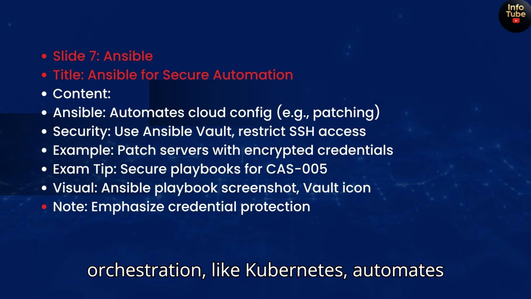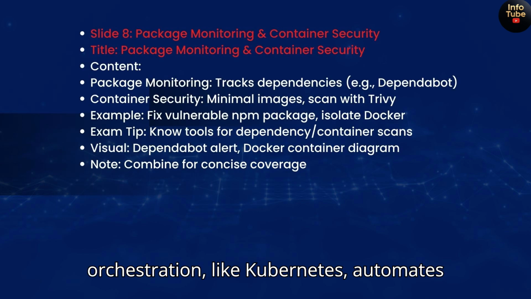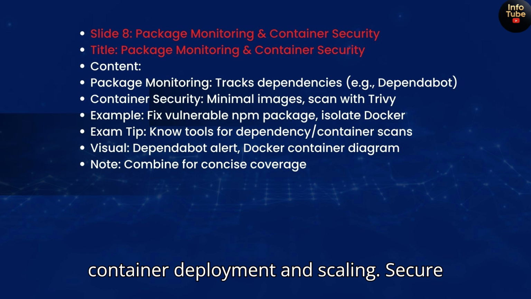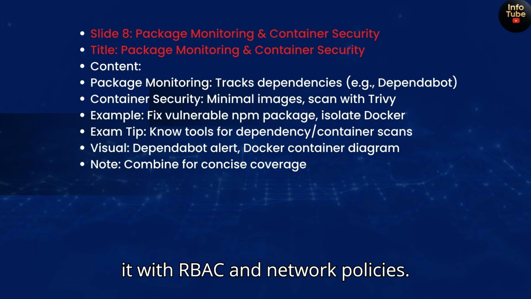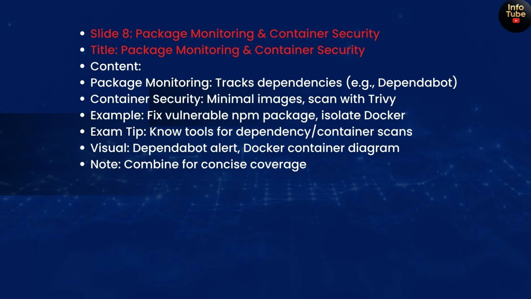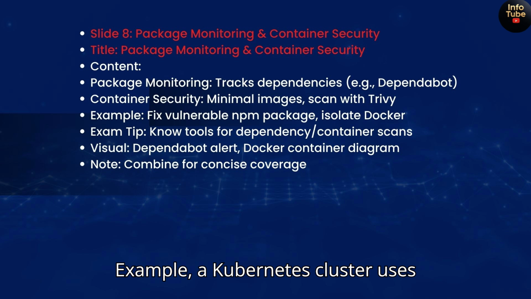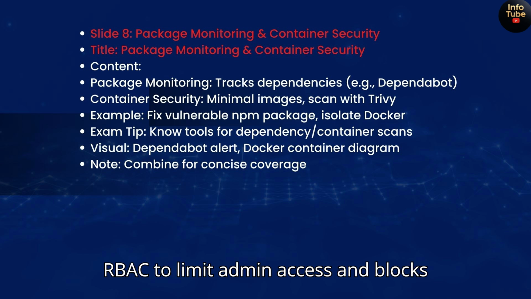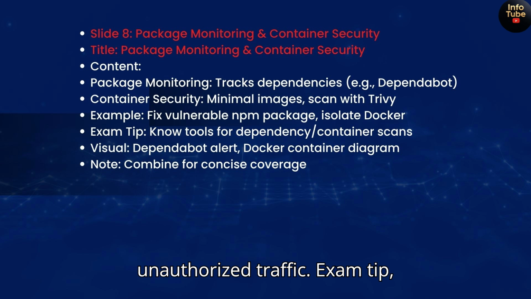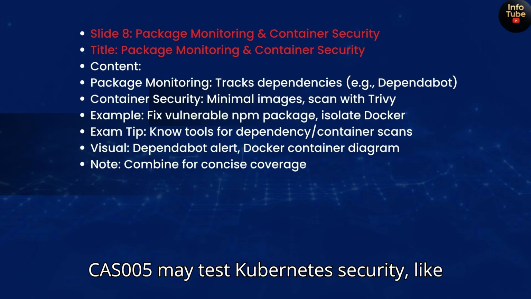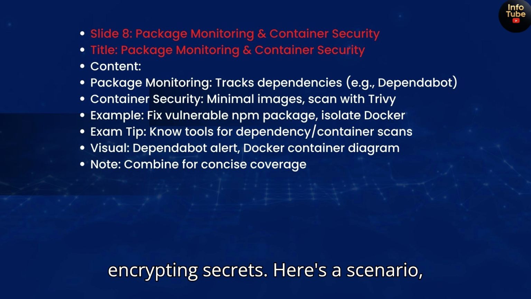Finally, container orchestration, like Kubernetes, automates container deployment and scaling. Secure it with RBAC and network policies. Example: a Kubernetes cluster uses RBAC to limit admin access and blocks unauthorized traffic. Exam tip: CAS-005 may test Kubernetes security, like encrypting secrets.